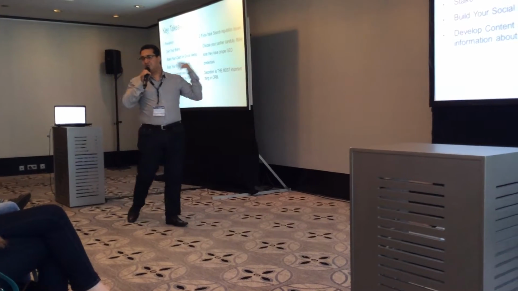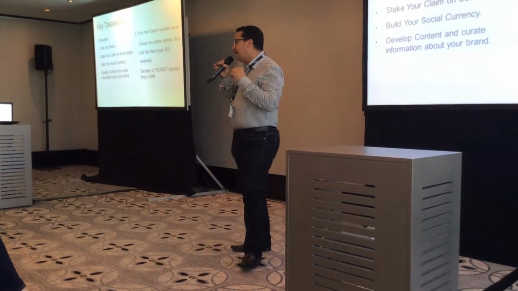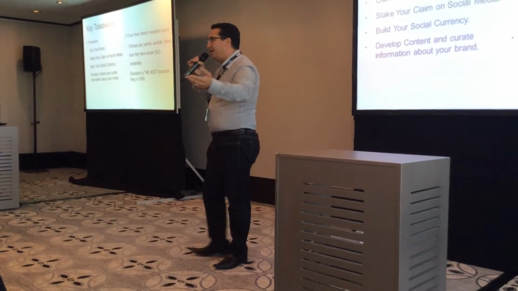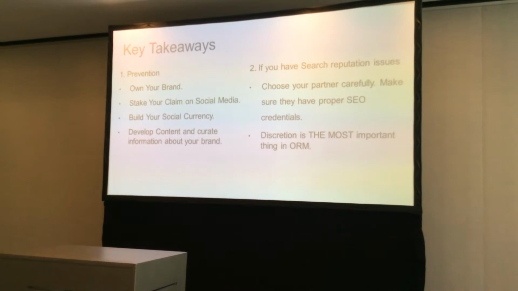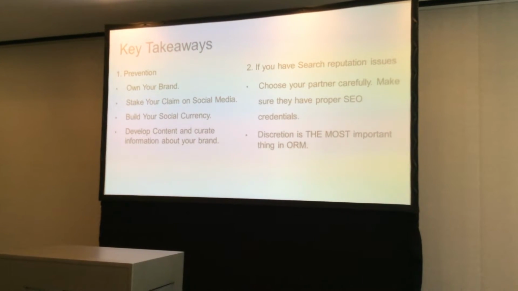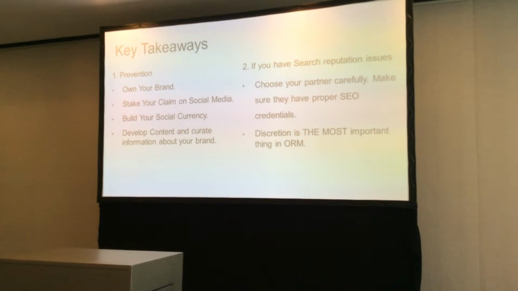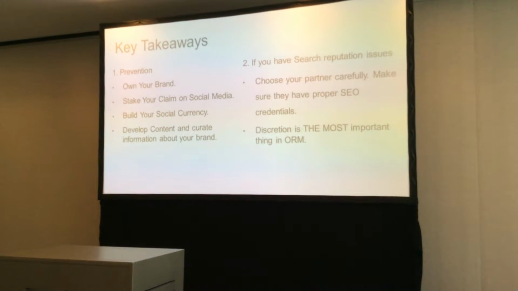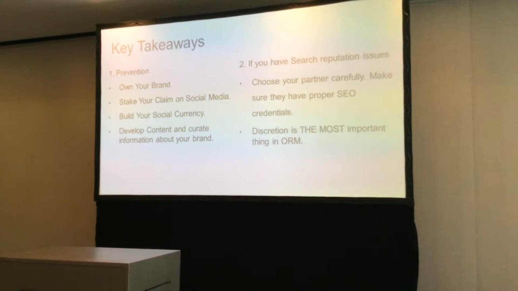For those of you who listen to this presentation, don't have a reputation problem currently, and are looking forward to your lunch, the key takeaway I would say for you is own your brand. State your claim on social media, identify those user-generated content sites and social media sites that allow you to control the URL on those sites, and it should be your brand, and basically develop content and curate information about your brand in multiple places. It doesn't have to be part of your core content marketing strategy.